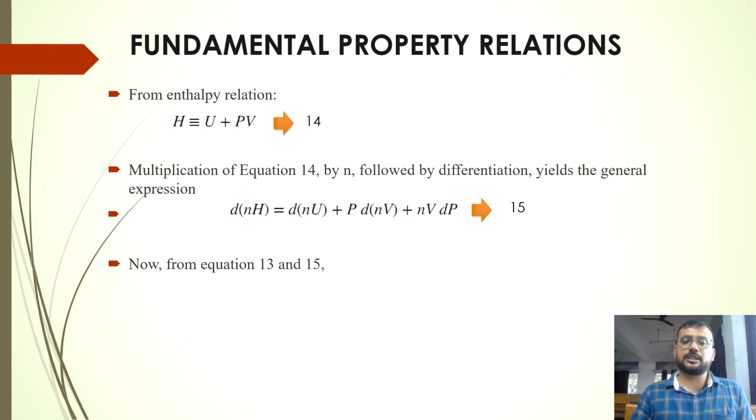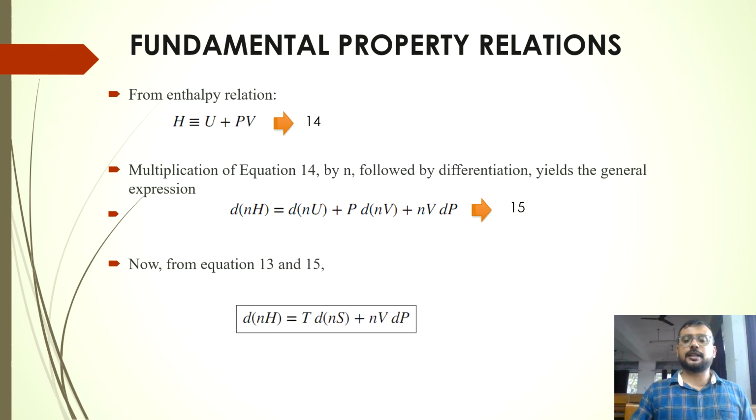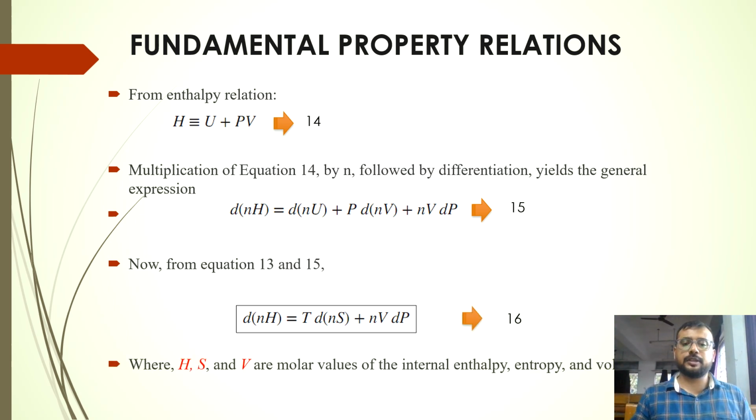Now from equation number 13 and 15, we can get another fundamental property relation, that is d(nH) equals T d(nS) plus nV dP, equation number 16, where H, S, V are molar values of enthalpy, entropy and volume.